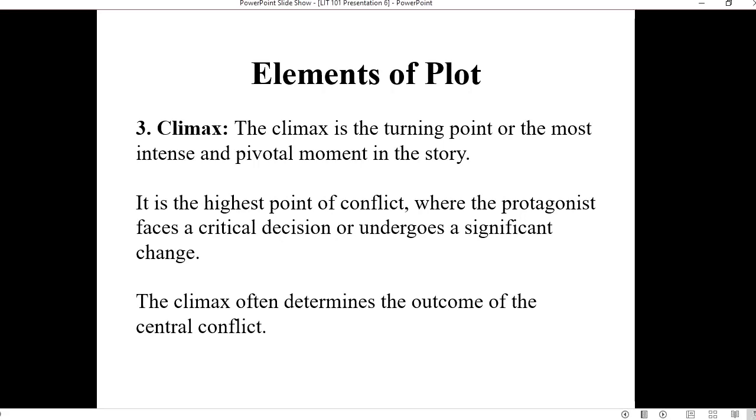It's the highest point of conflict. No matter the trouble that will take place in the story, it will not go beyond what happens at the climax, the highest point. And that is why it is said that at this point, the protagonist faces a critical decision or undergoes a significant change.